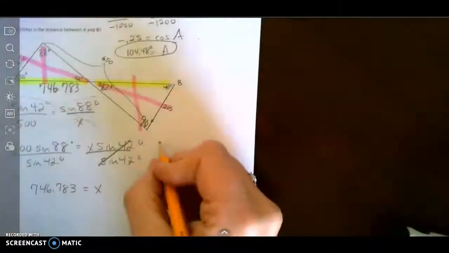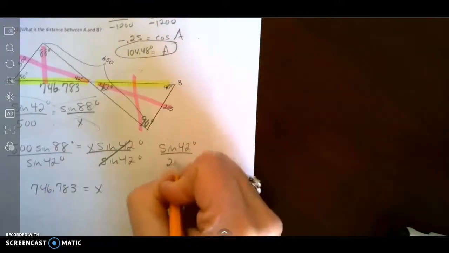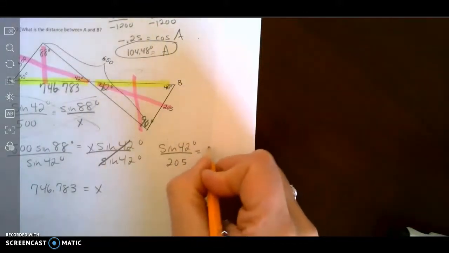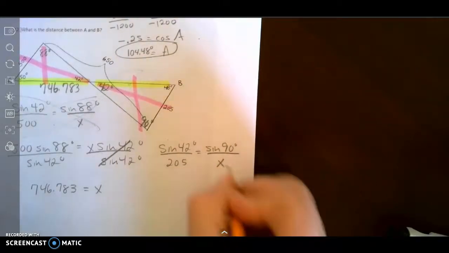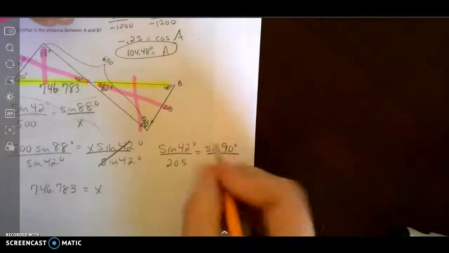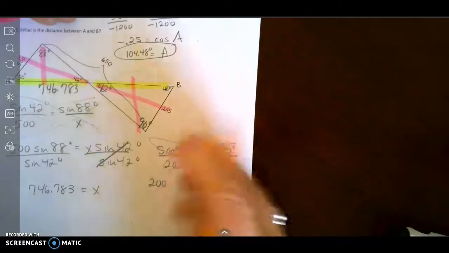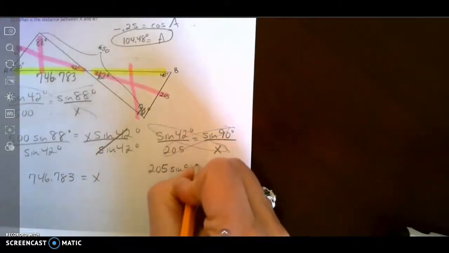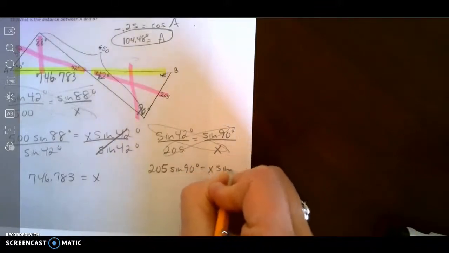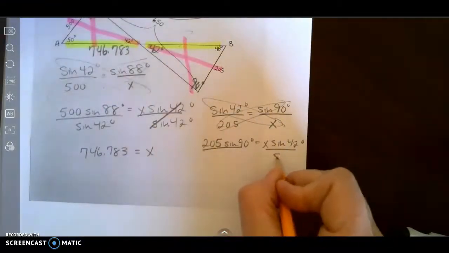So I'm going to use sine of 42 degrees divided by 205 equals sine of 90 divided by x. So I've got 205 times the sine of 90 equals x times the sine of 42. Divide both sides by the sine of 42.